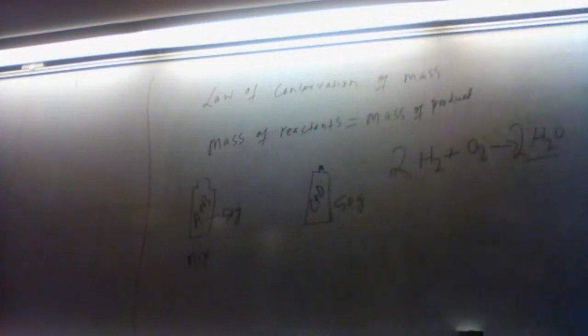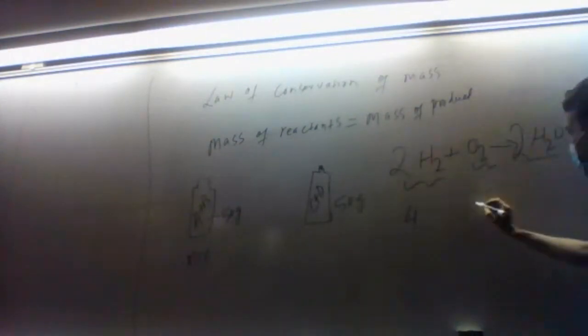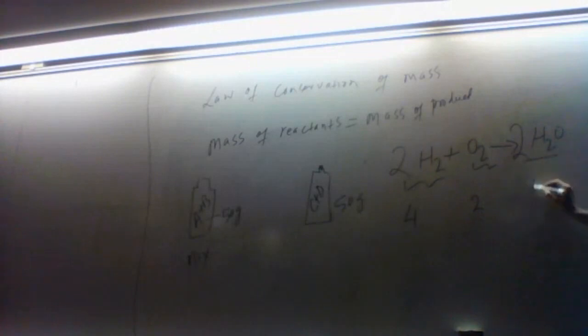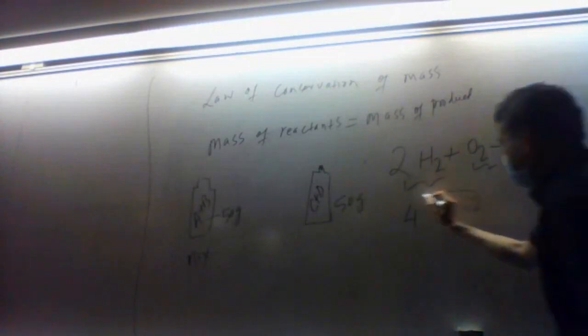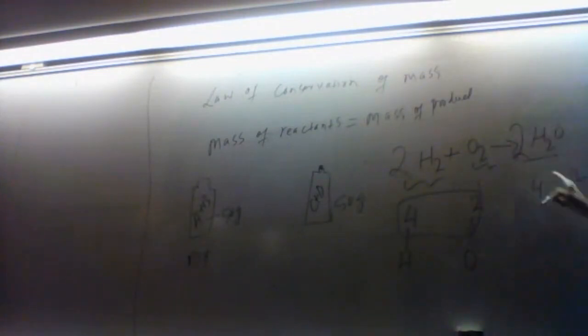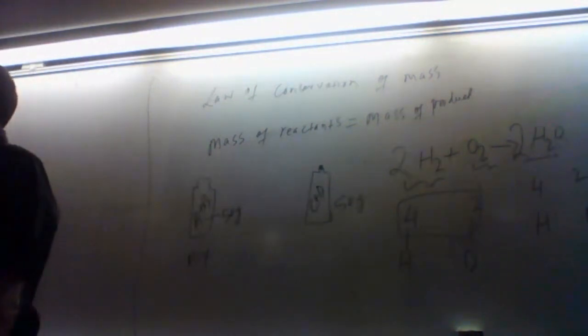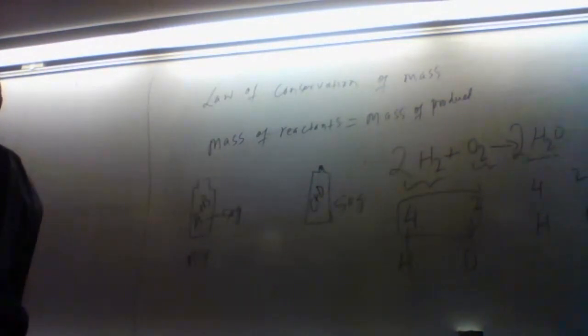Good. So you see, now I count the hydrogen on this side: 2 multiplied by 2, 4. The oxygen is 2. Now this side, hydrogen is 4, oxygen is 2. This side, hydrogen is 4 and oxygen is 2. Now on both the right side and left side, I have the same number of the same element. Is it confusing or is it okay? I'm just trying to multiply both sides by some numbers so that the number of atoms on the left side and right side come out the same. This is called the balanced chemical equation.